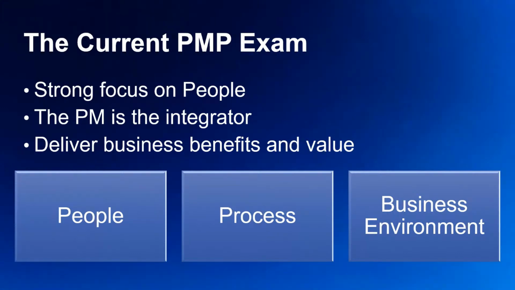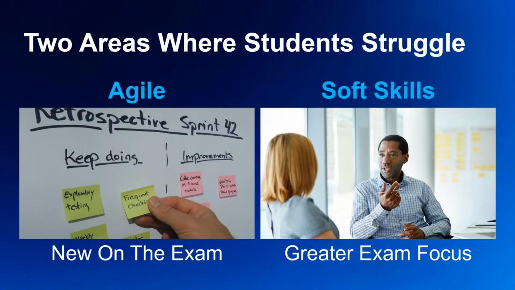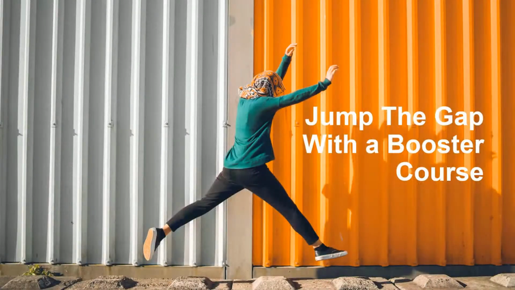So here we go. This is the reason, right? Why do people struggle on the left? Agile. Well, it's new. You really have to now know your Agile stuff in order to pass the exam. And on the right, why do people struggle with soft skills? Greater exam focus, different exam content outline, bigger focus on you knowing your soft skills and your interpersonal stuff.